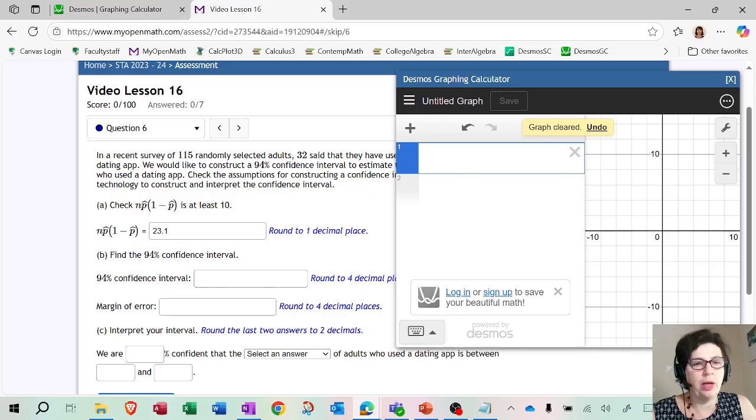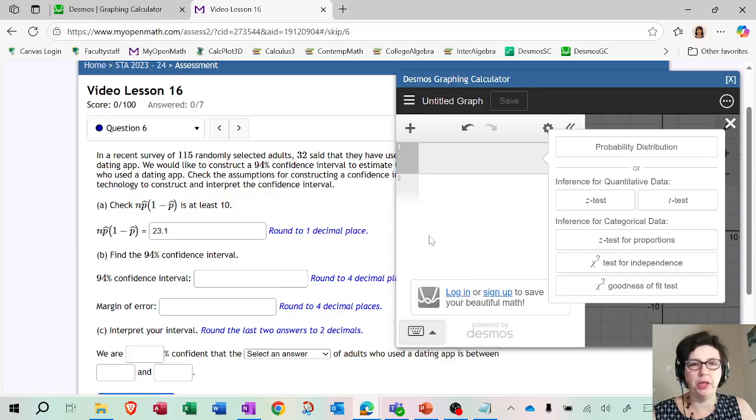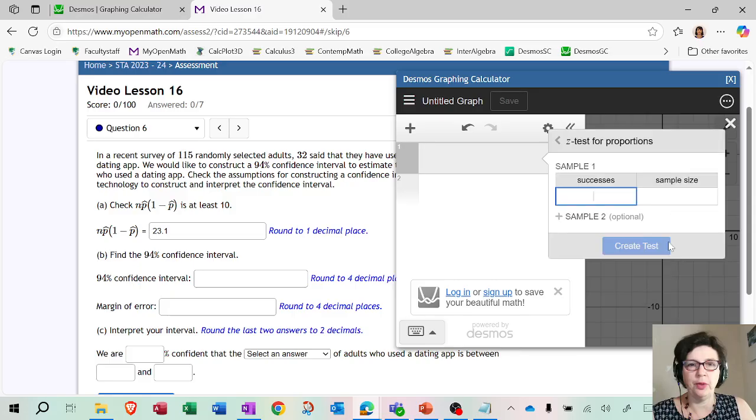Let's now turn to the computation of a confidence interval. So what do we do for that? Well, we click on the plus sign. We're going to go to inference, right, which is the familiar menu. From here, you're going to go to the z-test for proportions. Okay, so you click on that. It'll ask you what's the number of successes. That's 60, oh, I'm sorry, 32, and the sample size is 115.